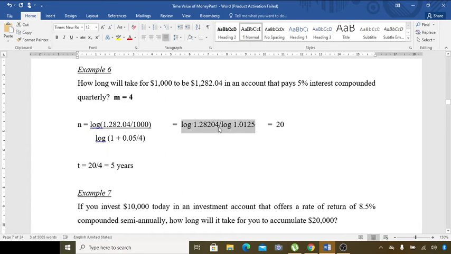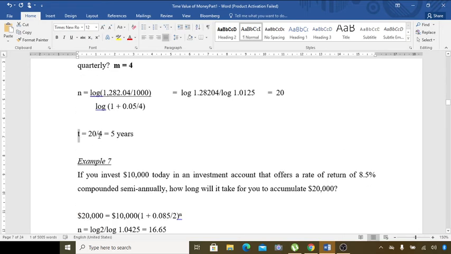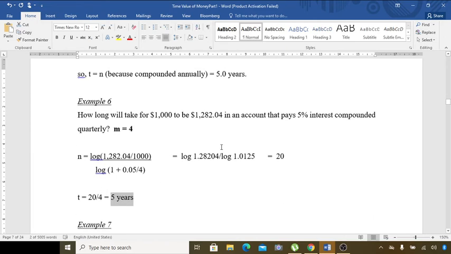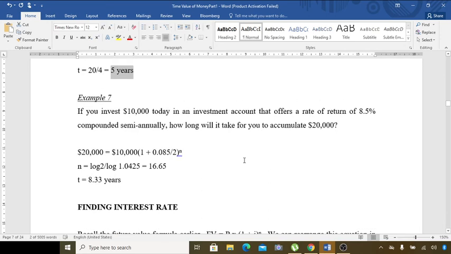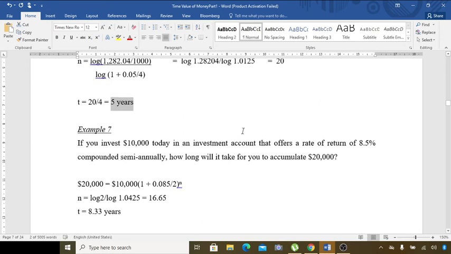It's very simple. In this case N becomes 20, but remember, this is not your answer yet, because N equals to T times M. So to solve for T, which is a time period, number of years, it is 20 divided by 4, because M is 4. So it will take 5 years for you to accumulate 1,000 to become 1,282 with an interest of 5% with quarterly compounding. Okay, let's look at another example before we go on to a new subtopic.